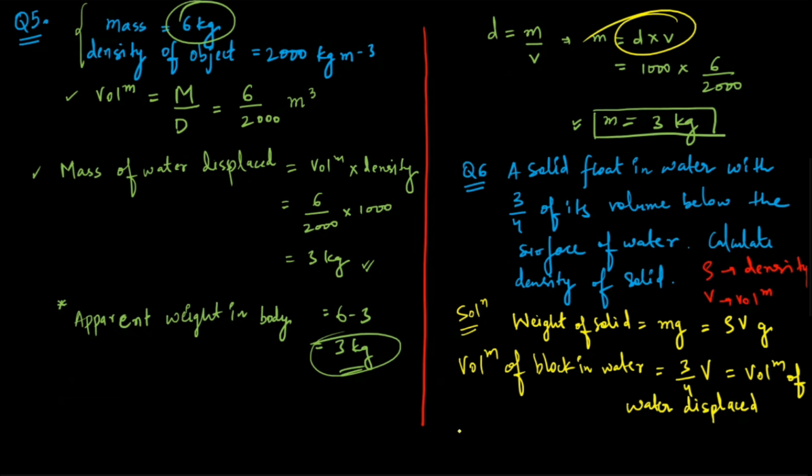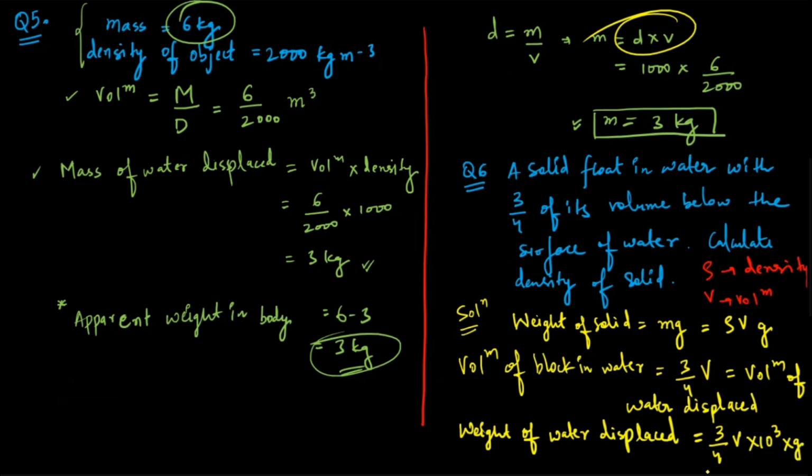So here simply we can say that the weight of water displaced is equal to 3 by 4 times V into 10 to the power 3, that is the density, into g.